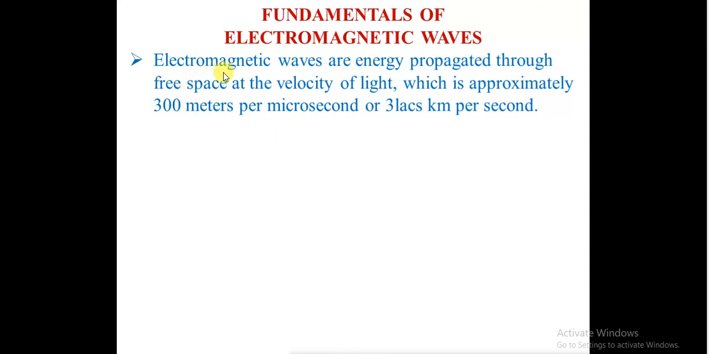Now here we see the definition of the electromagnetic waves. So what are electromagnetic waves? They are energy signals which are propagated through free space. What is free space? The space which does not interfere with the propagation of the signals. Electromagnetic waves are energy propagated through free space at the velocity of light, that is approximately 300 meters per microsecond, or we can say 3 lakh kilometers per second. Actually it is 2.98 lakh kilometers per second, but we have approximated it to 3 lakh kilometers per second.